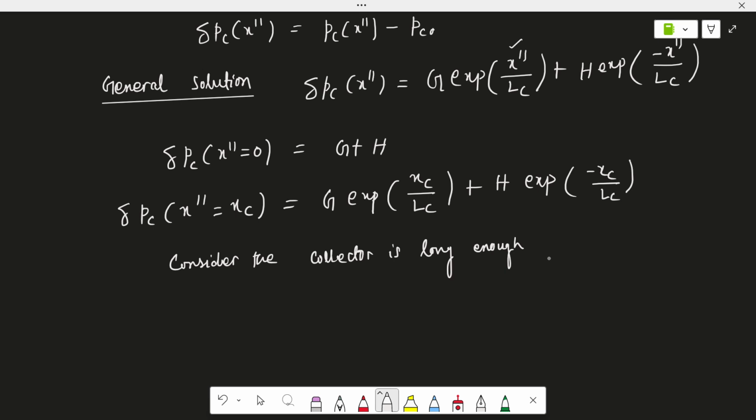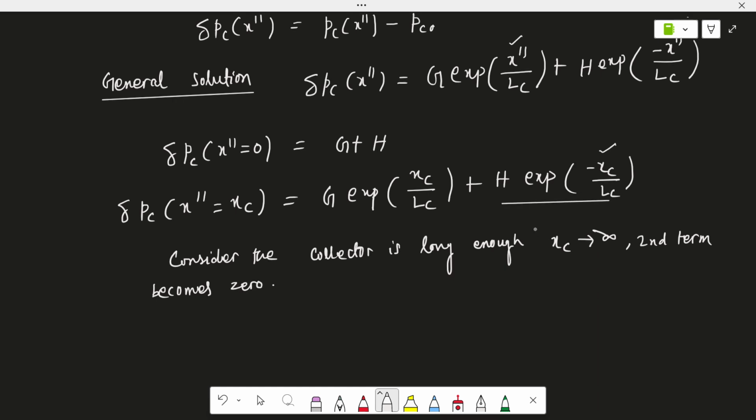is, mathematically, infinite. Then what will happen here? The second term, minus infinity, if you substitute, then that term will be 0. So we can write that the second term in the equation becomes 0. So this term vanishes now.